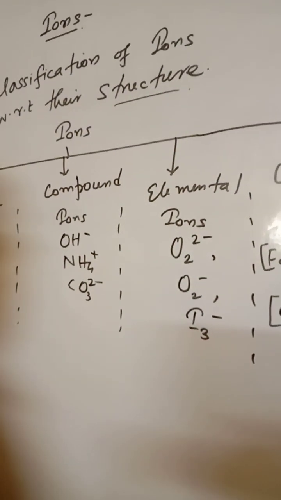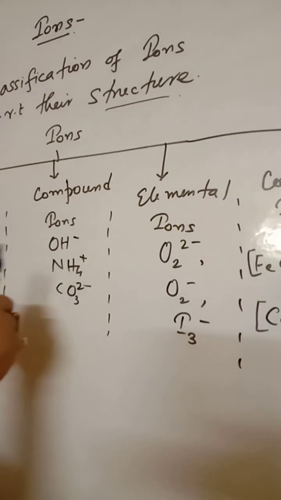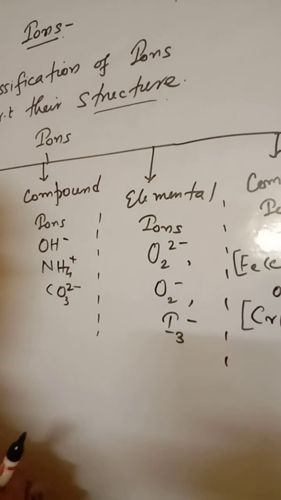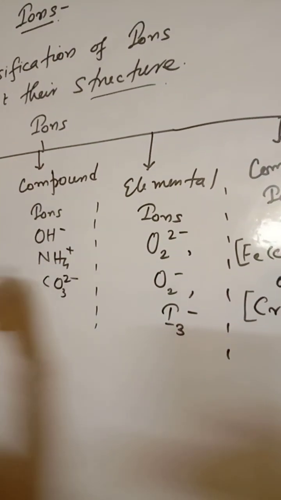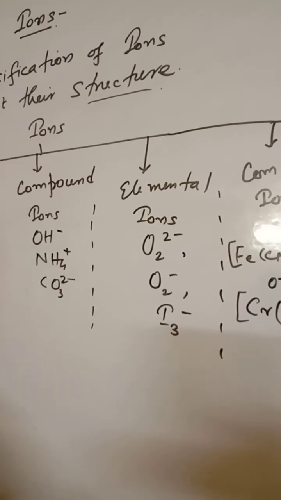So compound ions are basically when a group of atoms of different elements, as a whole, gain or lose some charges. It is called the compound ions.